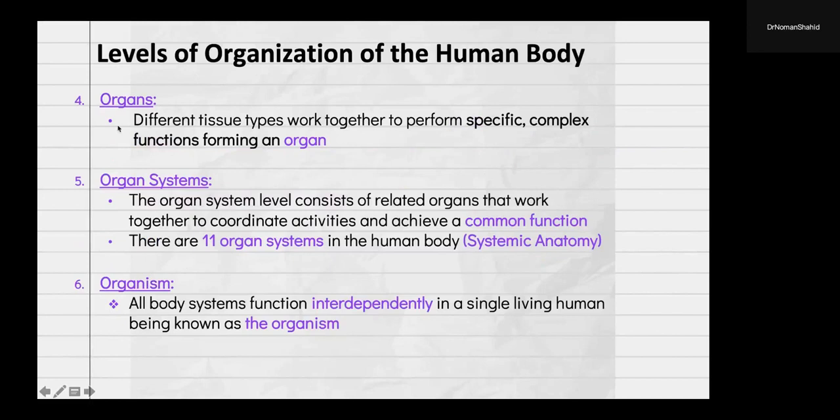Very good. So then we go to the organ level, where different tissue types work together to perform specific complex functions forming an organ. And after that we had organ system, where related organs work together to coordinate activities and achieve a common function. For example, in nervous system, your brain, your spinal cord, your nerves, these are all the organs, and then they get together and coordinate.